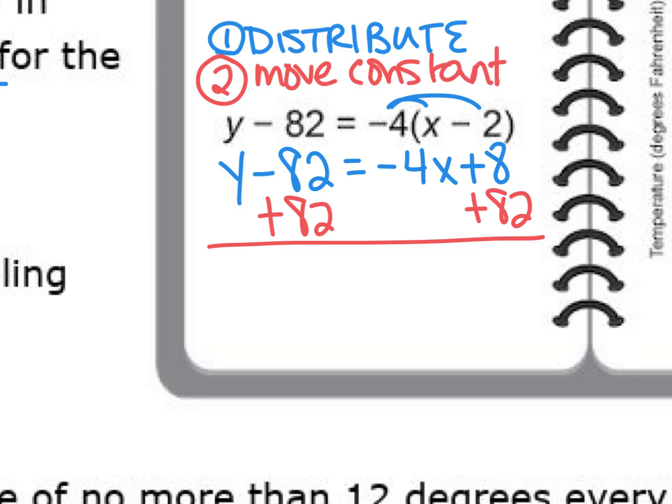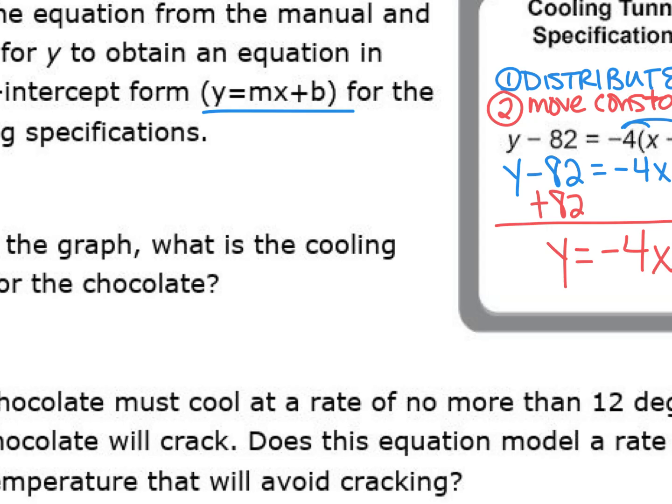And again, these are in your bubble notes. So now I have y equals negative 4x. Do we know what 8 and 82 is? Plus 90. So back to question 4 then. Solve for y. We got y equals what? Negative 4x plus 90. And use the graph.